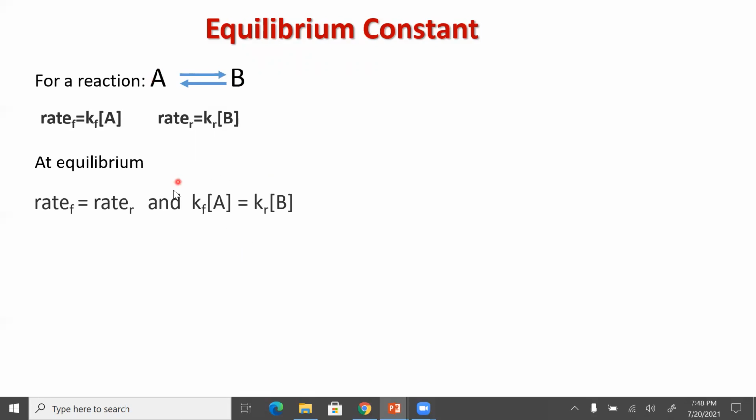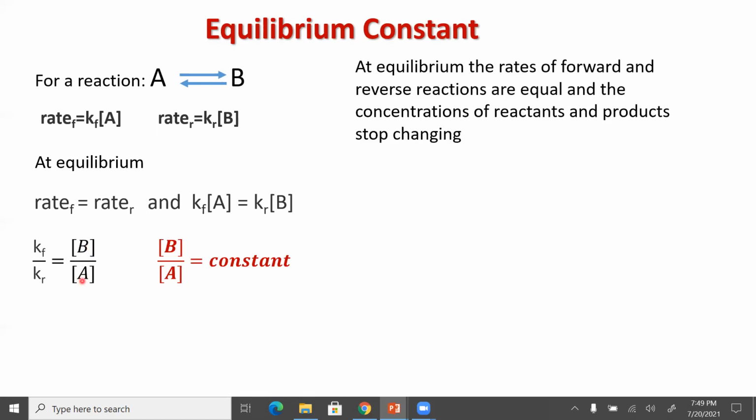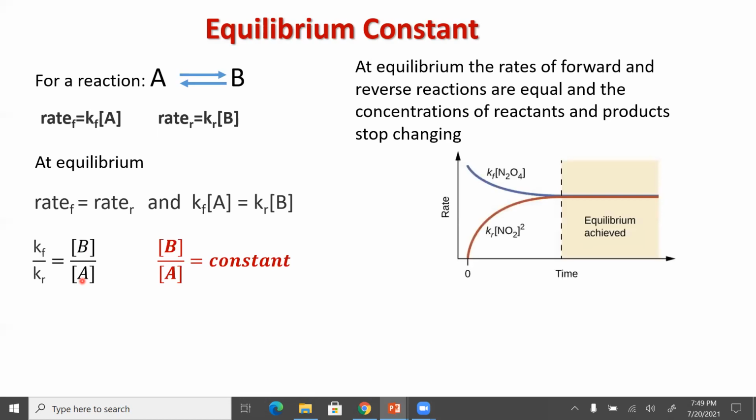So we can just take those two equations, set them equal to each other, and then because k's are constants, we can isolate the k's. So k for the forward reaction over k for the reverse reaction, which is just a constant, equals the concentration of B over the concentration of A. And what that's going to lead us to is what we call an equilibrium constant.